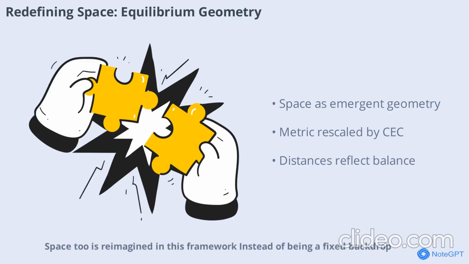Space is reimagined in this framework. Instead of being a fixed backdrop, equilibrium space is a geometry warped by the local balance of expansive and integrative drives. Where disequilibrium is large, distances contract. Where balance holds, space expands. This leads to a conformal rescaling of the spatial metric, making equilibrium geometry an emergent property of the system's state.